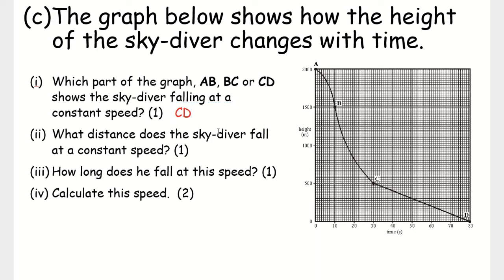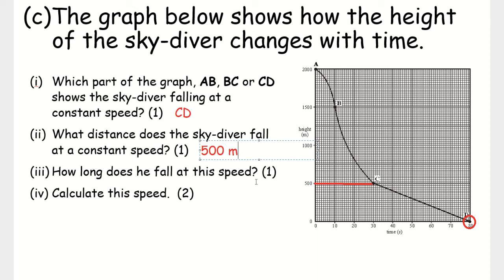What distance does the skydiver fall at a constant speed? Well, they're starting here. This is where they start at their constant speed. So that is 500. And this is where they're finishing at their constant speed. So that's at 0. So the distance they've fallen there at the constant speed is 500. And we should mention there that that is going to be meters. Don't forget to put the unit in.